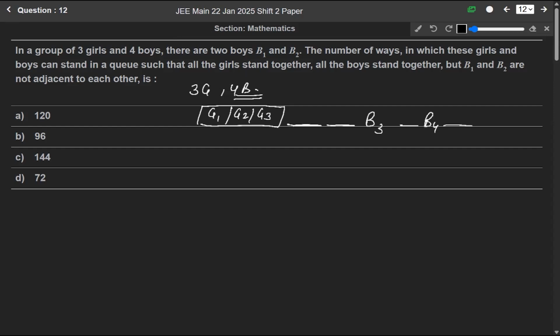The number of ways in which these girls and boys can stand in a queue such that all girls stand together and all boys stand together, but B1 and B2 are not adjacent. If B1 and B2 are not adjacent, and all girls are together, it means 2 into 2 into 3 factorial, into 2 factorial, into 3C2. So it will be 144. So our answer is 144.